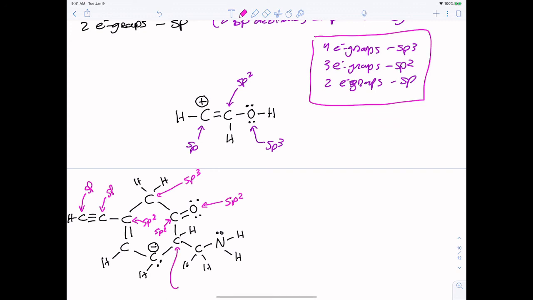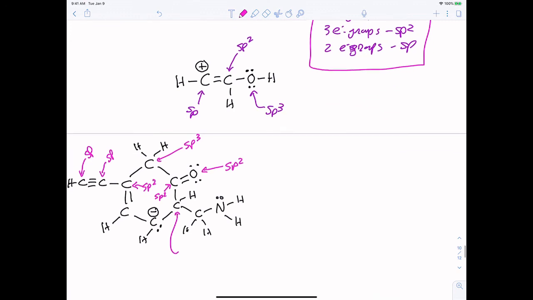This one, it has 4 single bonds. This one has 4 single bonds. Nitrogen, it has 3 single bonds and a lone pair, so still 4 groups, so sp3. This carbon, sp3 also, same reason as nitrogen, right? 3 single bonds and a lone pair. And then this carbon, sp2.